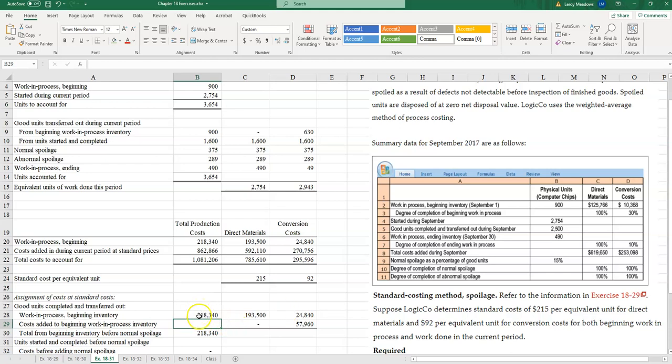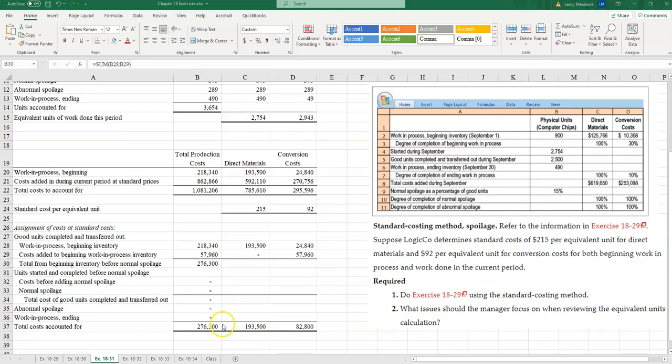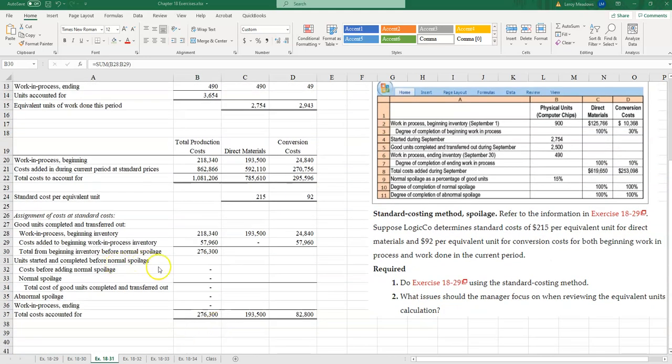For my beginning inventory, it was already there. How much did I add during this period? 57,960. So my total from beginning inventory before normal spoilage, $276,300 worth of costs associated with our beginning inventory. And again, that's before normal spoilage. And this is before the units started and completed this period. Okay, now let's value our cost before adding normal spoilage.